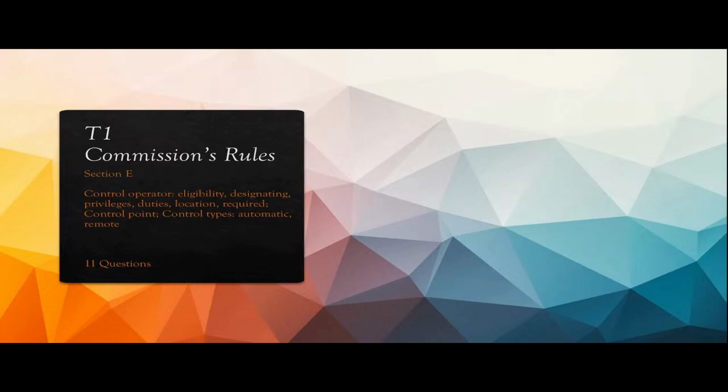Today we're going to talk about Section E of the first part of the Technician License Exam. This has 11 questions in it, and it's all about the control operator: how they're eligible, how those privileges that we are testing for get designated, duties, locations, other requirements, and a few things like that. Now, this is a bit definition based, so we need to understand what a control operator means. So I have just a couple quick definitions for you.